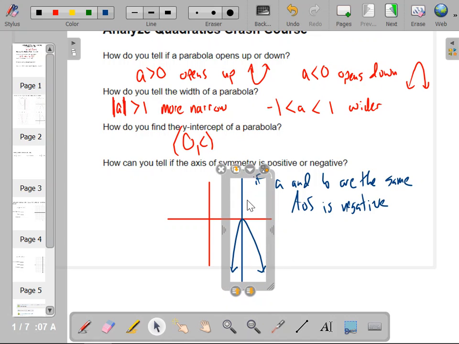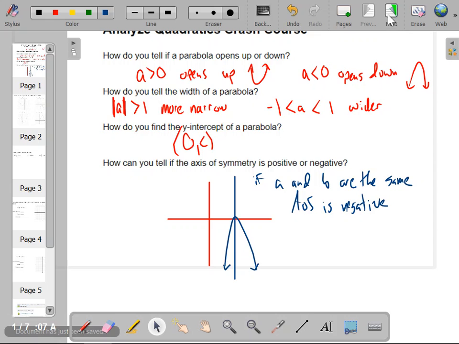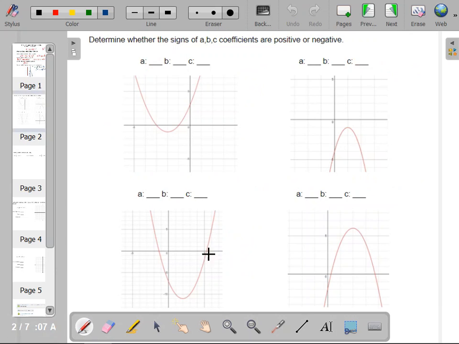So that's your a, b, and c values, and that's how they affect the graph. Now let's actually see if we can analyze some. First thing, if it opens up, a is positive. So let's do all those. It opens up, a is positive. Opens down, a is negative. Opens down, a is negative.